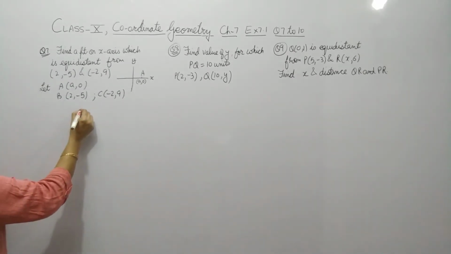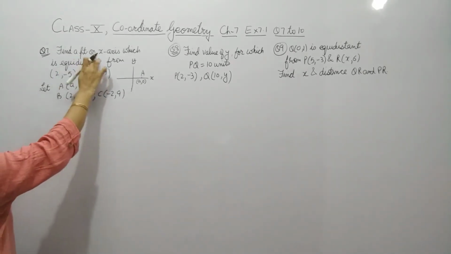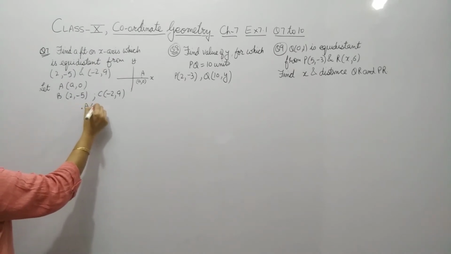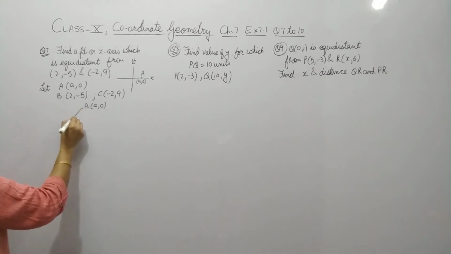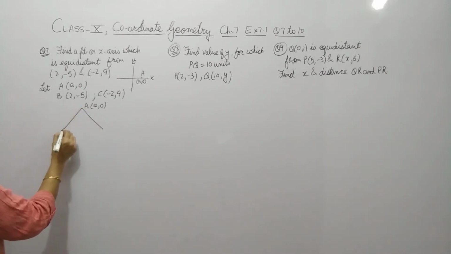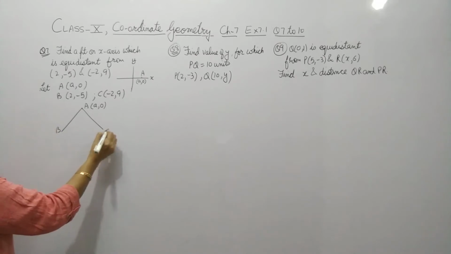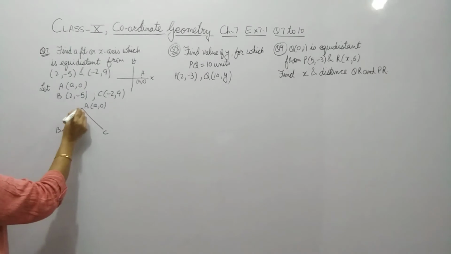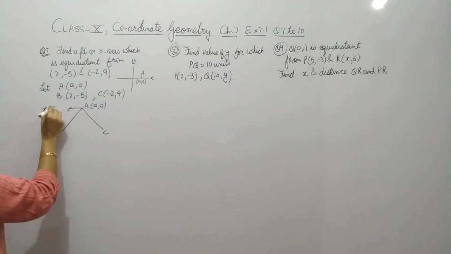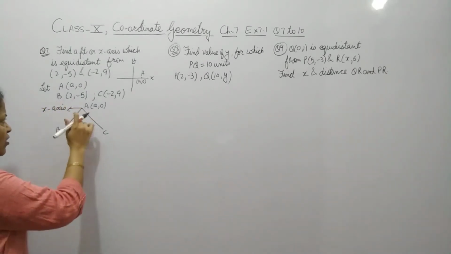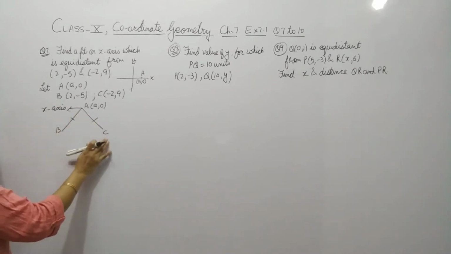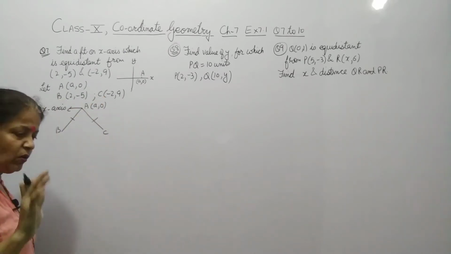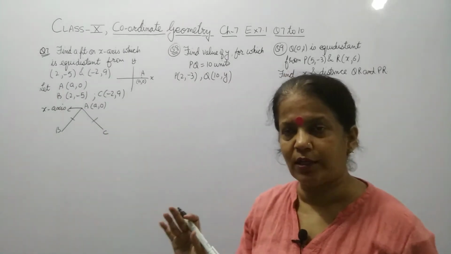Now, according to the question, try to understand it. Find a point on x-axis. This is the x-axis point. Its coordinate is a, 0, which is equidistant from point B and C. This point is on x-axis, and it is equidistant from these two. So we have named these two as B and C. Equidistant means at equal distance.